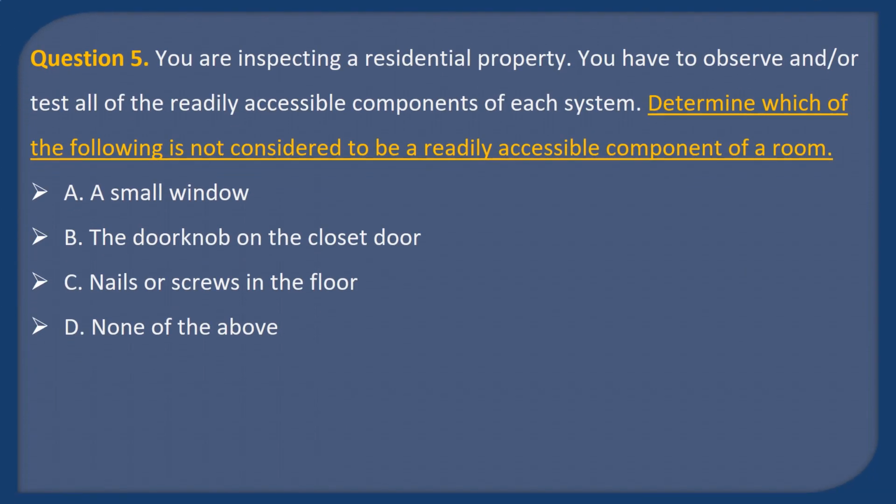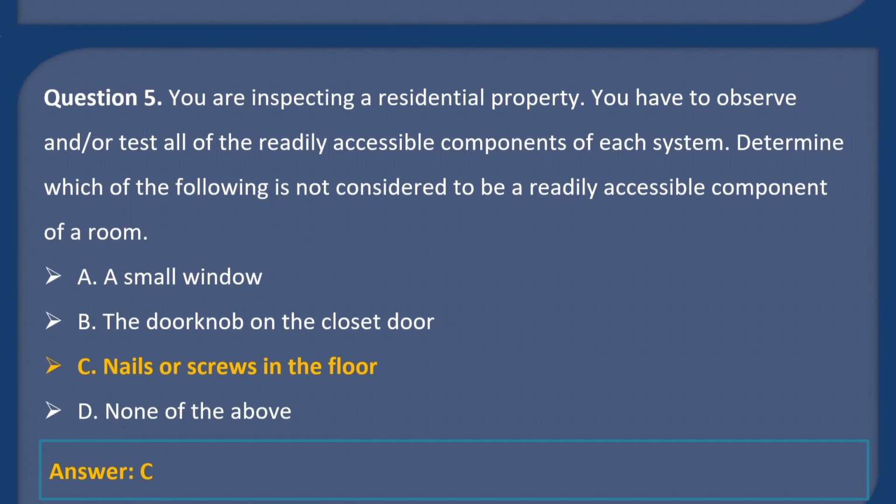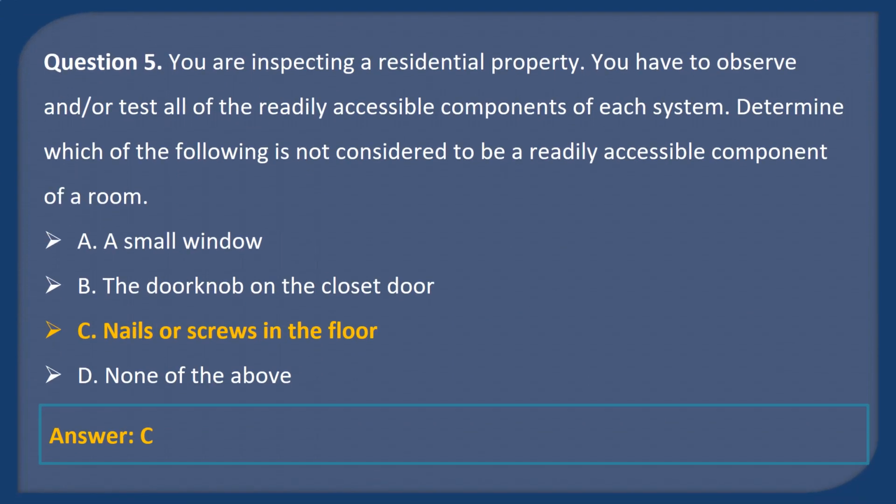Question 5. You are inspecting a residential property. You have to observe and/or test all the readily accessible components of each system. Determine which of the following is not considered to be a readily accessible component of a room. A. A small window, B. The door knob on the closet door, C. Nails or screws in the floor, D. None of the above. Answer C.